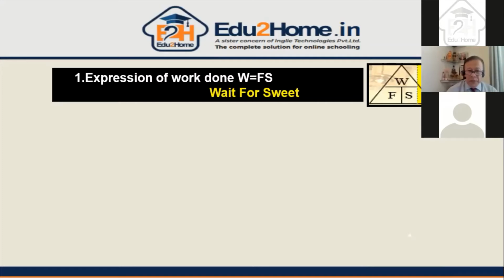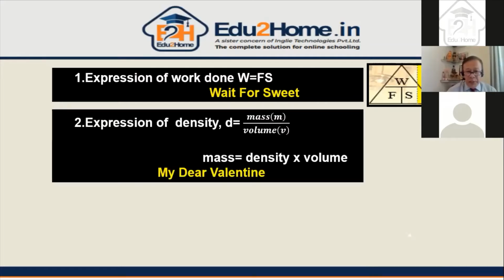The third thing that I want to highlight over here is that whatever formulas we are using in teaching physics or chemistry or any other subject, it's up to the teachers to organize them. Many formulas are there. In that formula, if you remember, the pattern is force into displacement. You can remember it as "weight force switch". So W stands for work, F stands for force, and S stands for displacement.